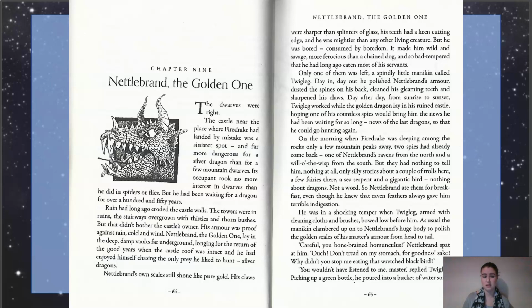150 years. Rain had long ago eroded the castle walls. The towers were in ruins, the stairways overgrown with thistles and thorn bushes. But that didn't bother the castle's owner. His armour was proof against rain, cold, and wind. So the fact the castle's eroded and everything's overgrown or fallen down tells me he's been there a long time. But in actual fact, he's been there more than 150 years because he's waited for another dragon.